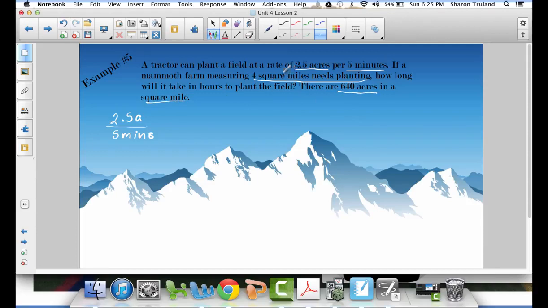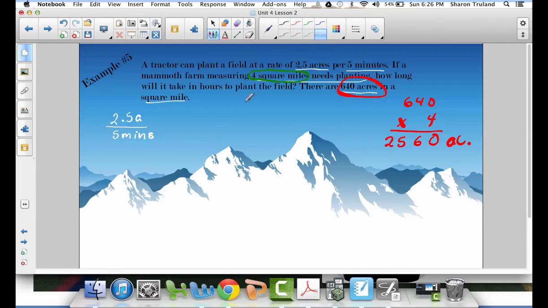All right, well, I'm going to come over here and I'm going to do a little math. They're telling me that I have 4 square miles. And there are 640 acres in a square mile. So I'm going to do 640 times 4. And that means I have 2,560 acres that need planting.